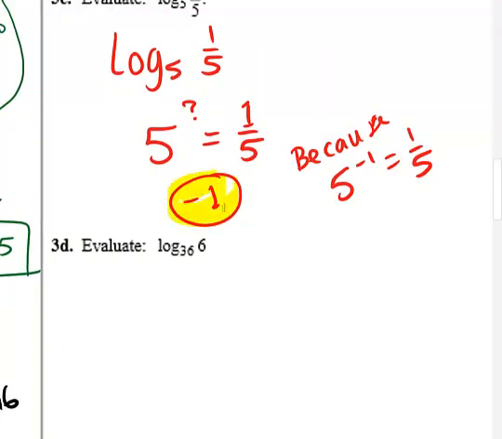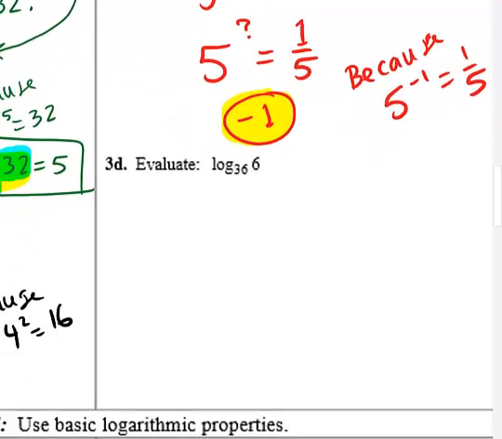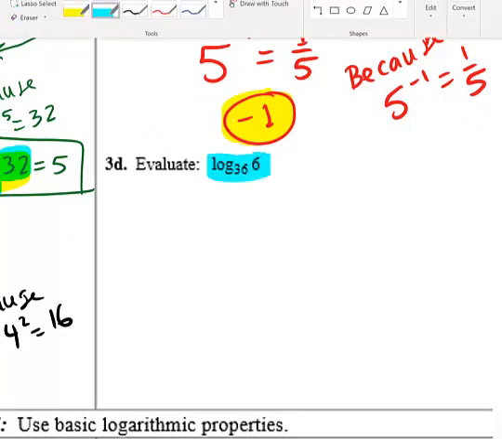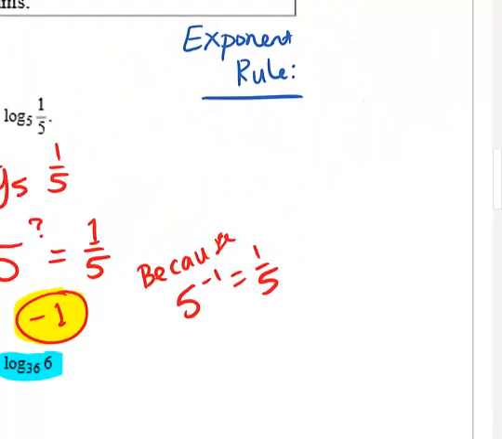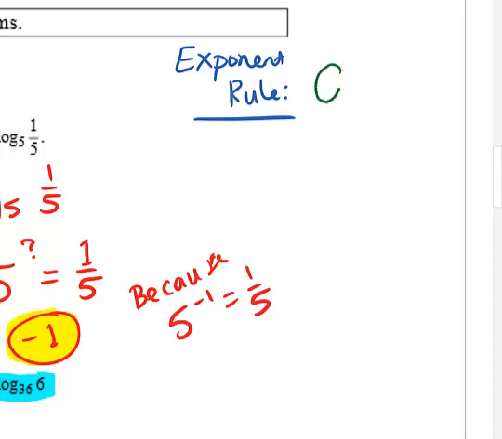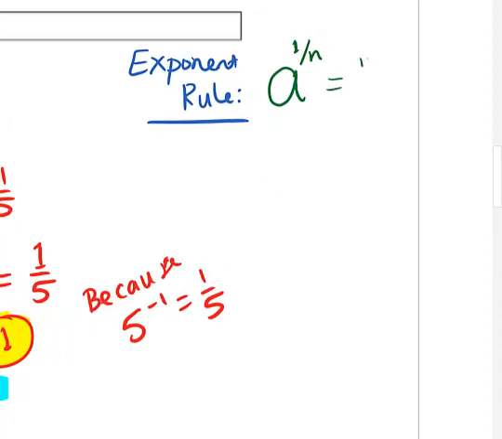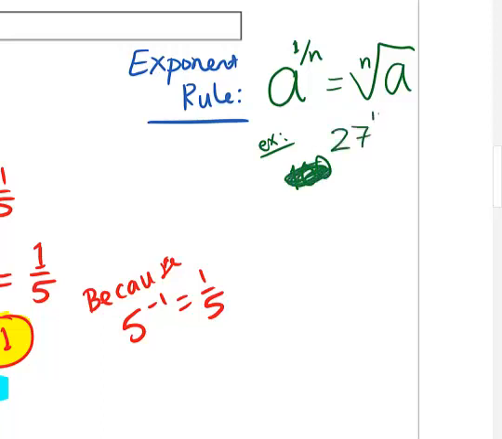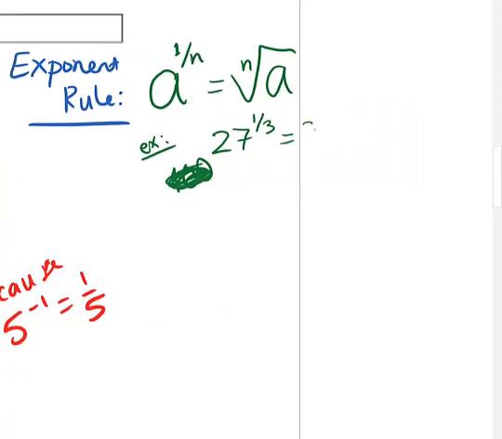So it's not really anything new, but for this very last one, log base 36 of 6, we're going to need a new exponent rule that you might have seen in a previous class, but you haven't seen it in a while maybe. If you have some base to a fraction power, like 1 over n, that means you're actually taking a root of that guy. So for example, 27 to the 1/3 power really means the third root, or the cube root, of 27, which is 3.